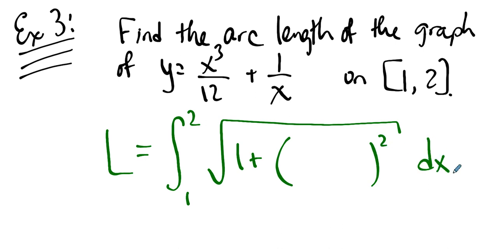The arc length integral runs from the left side to the right side of our interval from 1 to 2, square root 1 plus derivative squared dx. What's the derivative? Well, 3 comes down in front. This is x to the negative 1. There is probably some algebra we could do to make this work out very, very nice. But you should use your calculator to evaluate this.